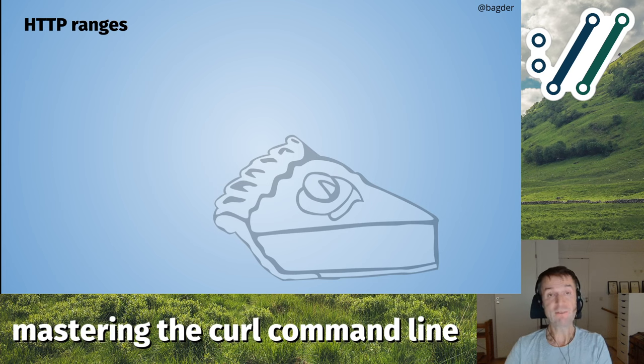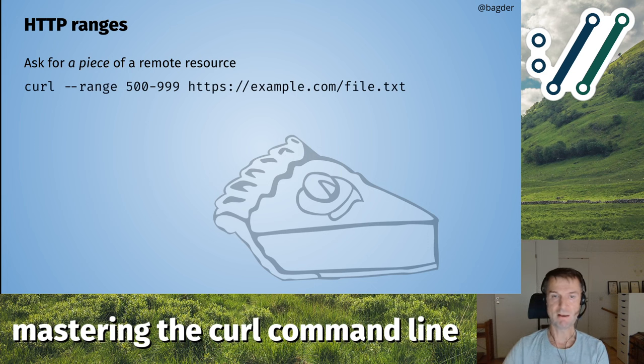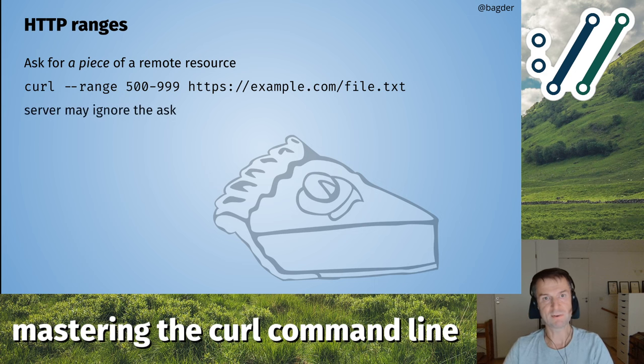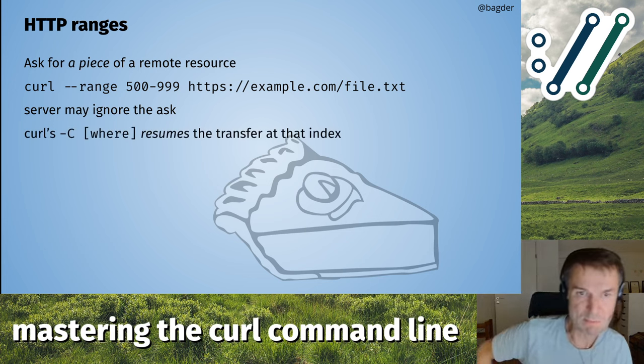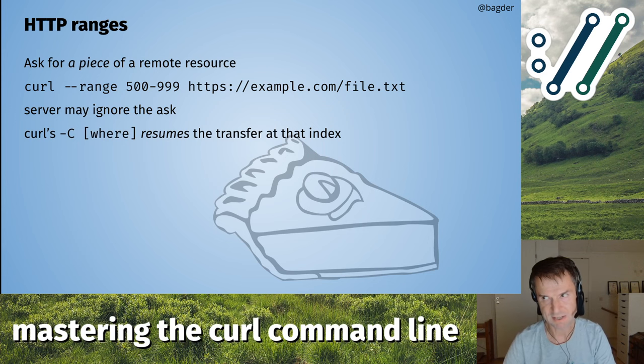You can also get partial data. Look at the fun picture, a piece of the pie. You just want to get a little piece of a remote resource, a really big file. You just want the first snippet out of it. Or you want a range, byte 500 to byte 999 out of file.txt, and just get that written, in this case, to standard output. This has the unfortunate downside that the server can ignore your request and just deliver the entire thing anyway. You just wanted those 500 bytes, but you got those megabytes from the server. You can also use this resume function, which is just a slight variation of doing the same thing. You can resume my transfer from this index.